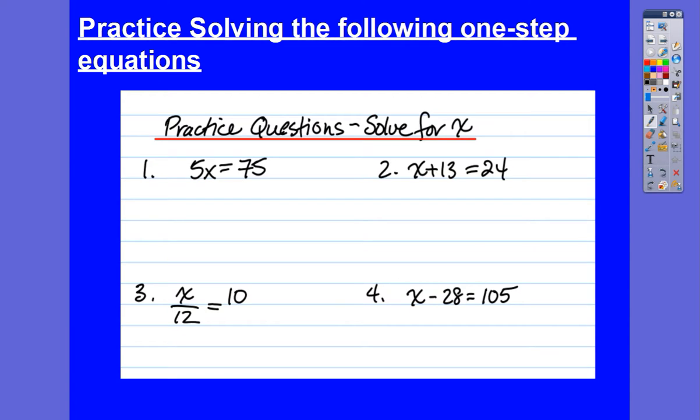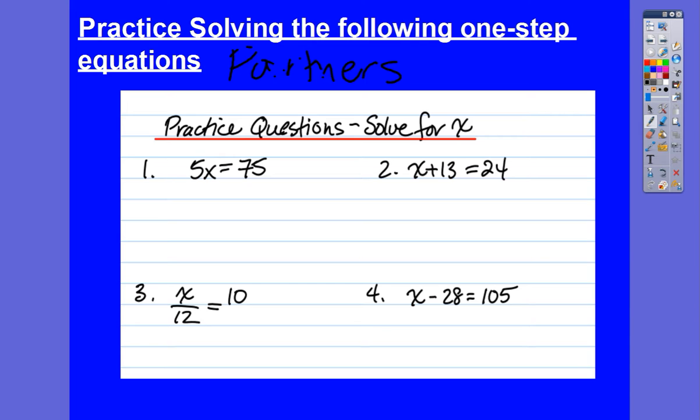All right, then we have practice solving the following one-step equations. I would have my class do this in partners. And before we even begin, I would have them write these on a sheet of paper, leaving themselves plenty of room to do the work. And we would go through and I would ask them, okay, for number 1, what operation do you see? Hopefully they would say that they see multiplication. And then I would ask them, okay, well, what's the inverse or the opposite of multiplication? And they would tell me division. So now they know how to solve that one.